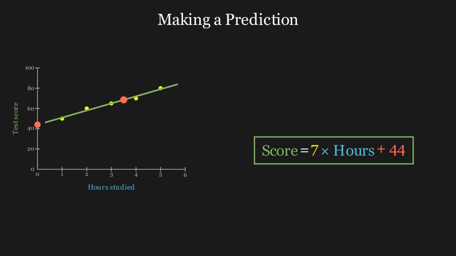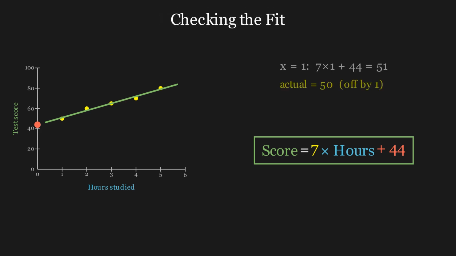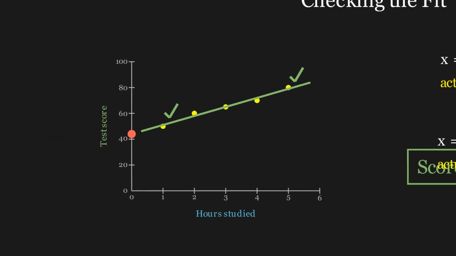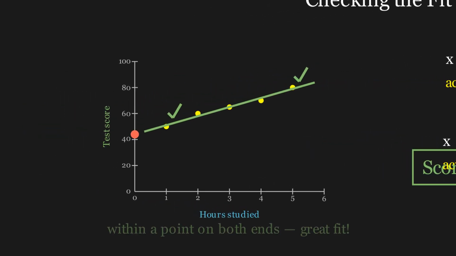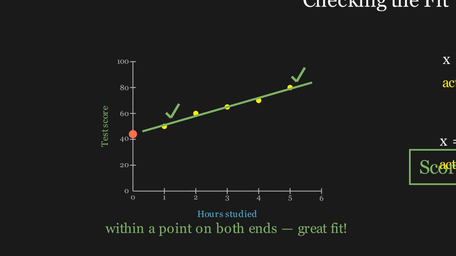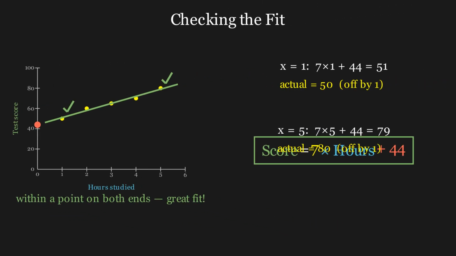Let's double-check our line actually fits reasonably well. Plug in 1 hour. 7 times 1 is 7, plus 44 is 51. Our real data point was 50, so we're off by just 1 point. Plug in 5 hours. 7 times 5 is 35, plus 44 is 79. The real value was 80, off by only 1 again. A line that lands within a point of the real data on both ends is doing its job nicely.